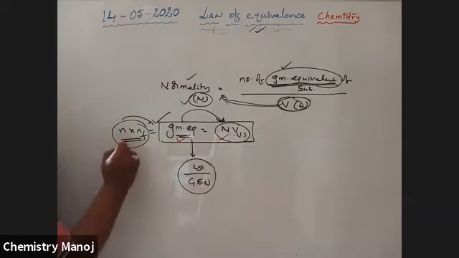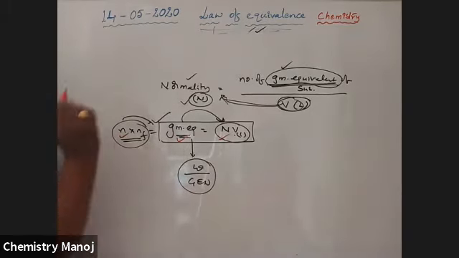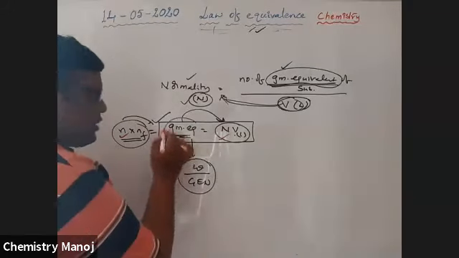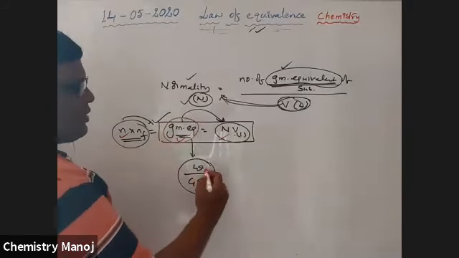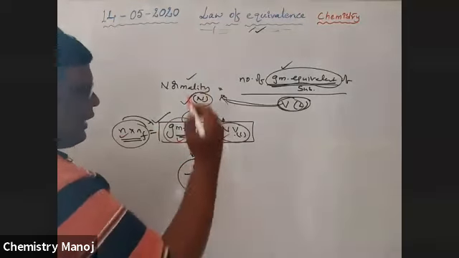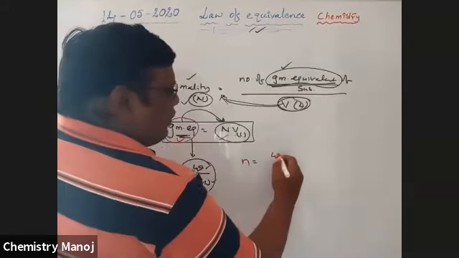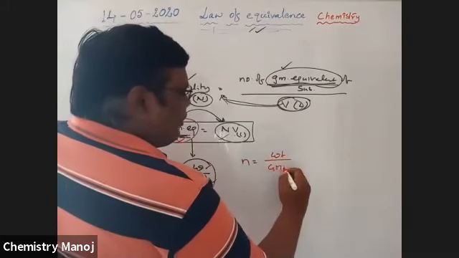Next, already I told that gram equivalence is equal to n into n factor. It is one of the formulas. Next, gram equivalence is also calculated with the help of this formula: weight of the substance by gram equivalent weight of the substance. So already we know that number of moles n is equal to weight by gram molecular weight.